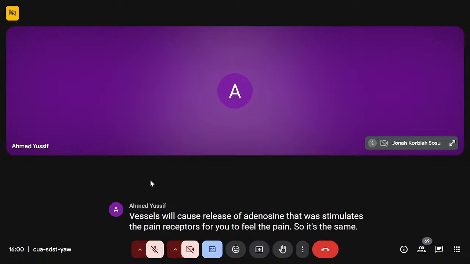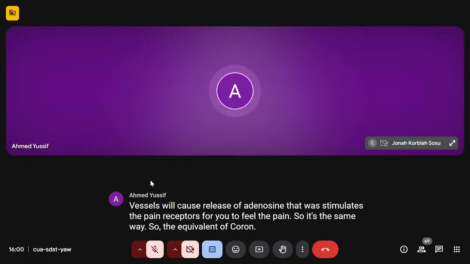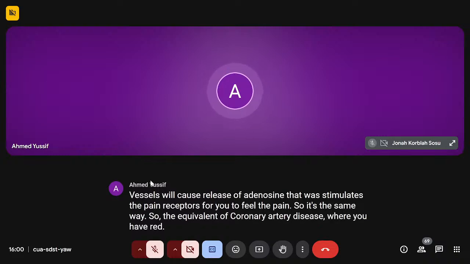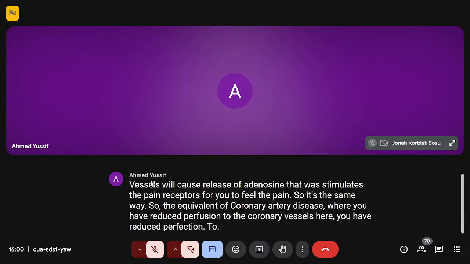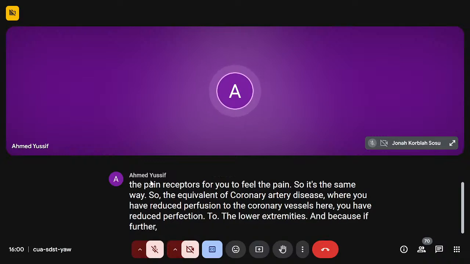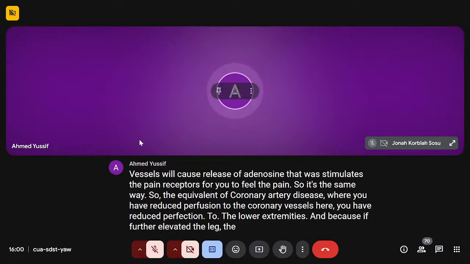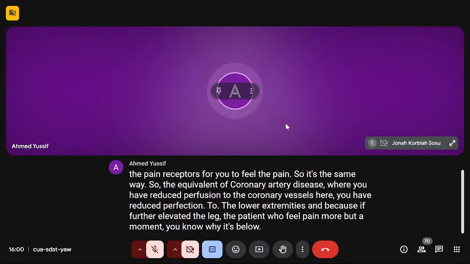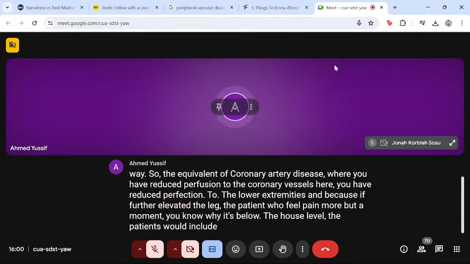So the equivalent of coronary artery disease, where you have reduced perfusion to the coronary vessels, here you have reduced perfusion to the lower extremities. And because you've further elevated the leg, the patient will feel more pain. But the moment you lower it below the heart level, the patient wouldn't feel the pain. Is it clear?